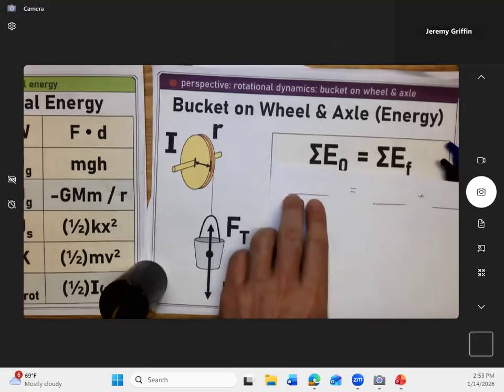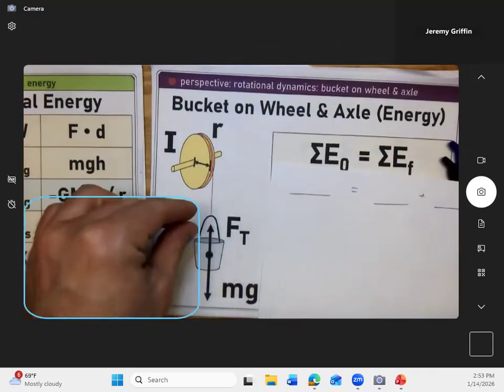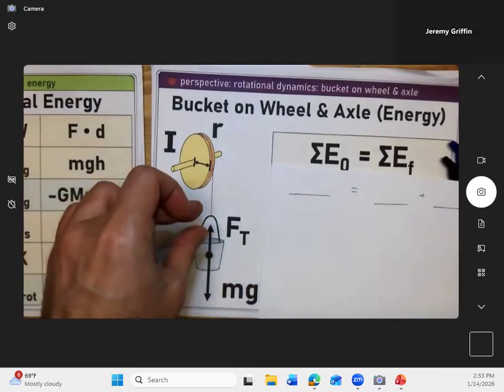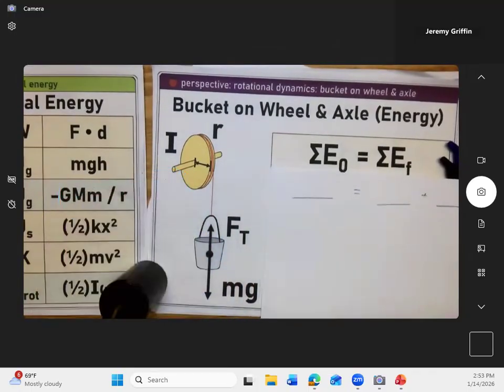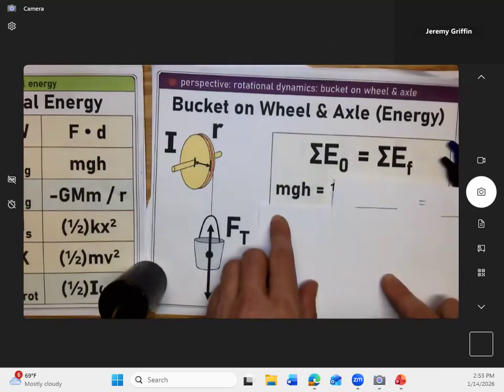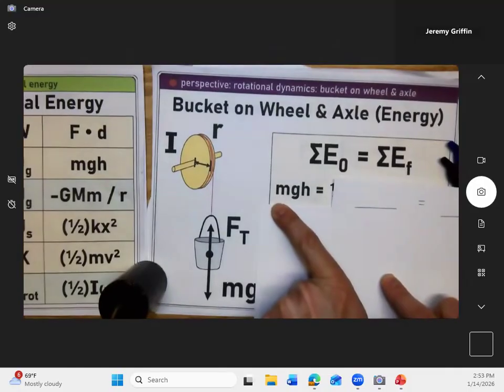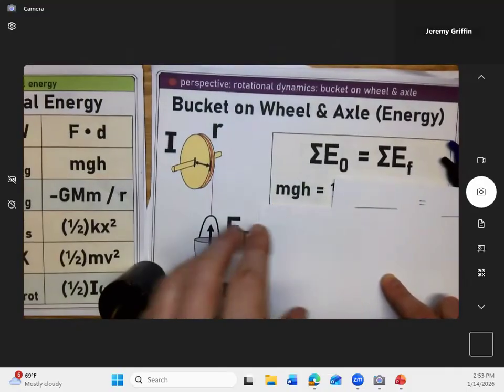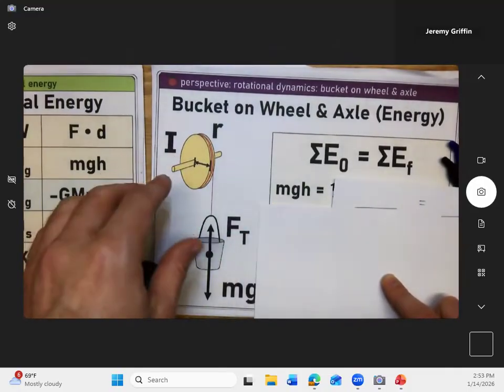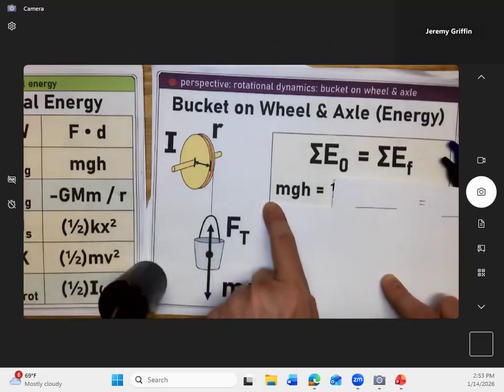So, what do you guys think is the source of energy as you're about to drop the bucket? What type of energy in the system? Gravitational potential. Okay, so that could be mgh. Where the m refers to the mass of the what? Bucket. Yeah, the bucket. Now this disc also has mass, but it's not really changing its height. But the bucket is changing height. So that's the source of the energy.